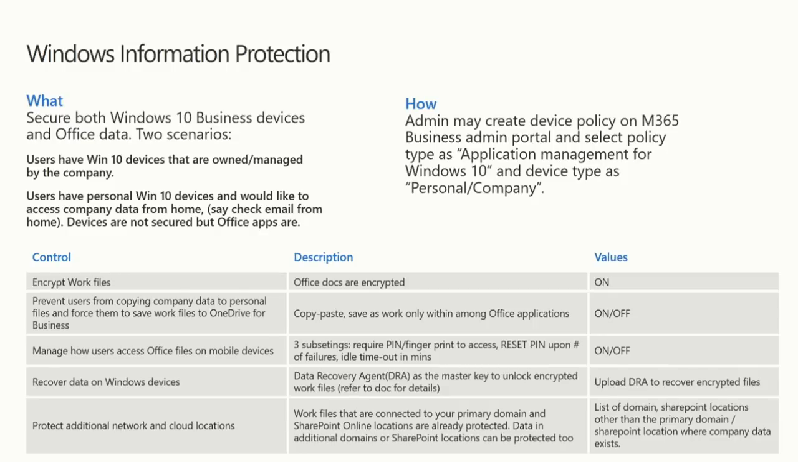And finally, you also have an option to specify multiple SharePoint locations where you may have other work data. The primary one is already protected, but if you have any additional SharePoint locations where you have other work files, then those can also be listed out here. So the data in all of these locations is automatically encrypted, and the same kind of access control and other stuff is still enforced there. Okay?